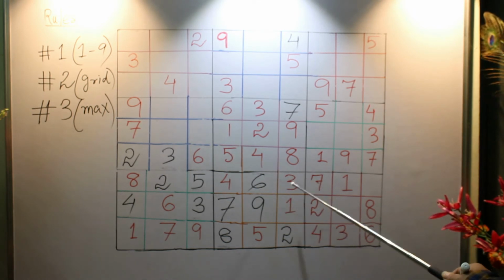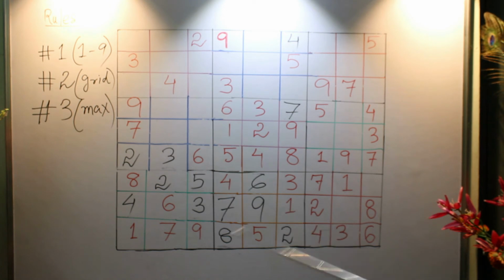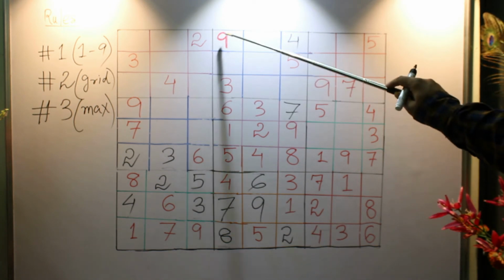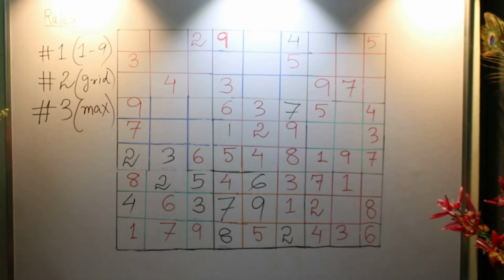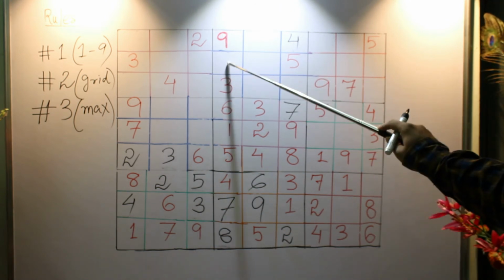1, 2, 3, 4, 5, 6, 7, 8, 9. You have to solve very fast. Now for this column, which number is missing? It is 2.